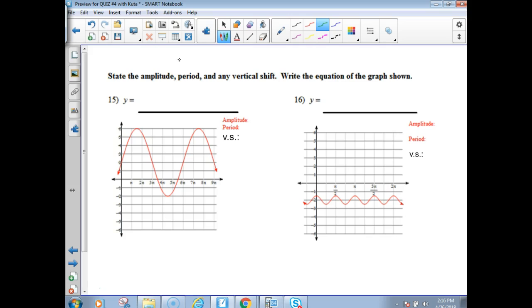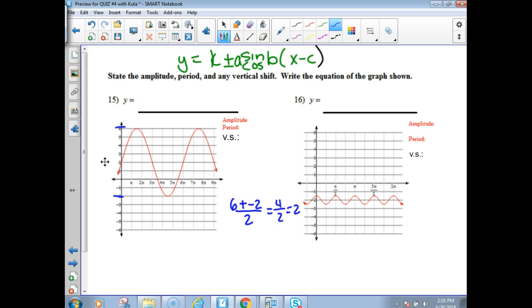So what we have to do is put them in the form k plus or minus the sine or the cosine times b times x minus a. I forgot one thing, a. Okay, that's the format. For this one, you've got to find the center line. How do you find the center line? Well, you go to the max, the high point, and the low point. You take max plus the min, 6 plus negative 2, and divide by 2. That's 4 divided by 2, which is 2. Center line should be at 2.